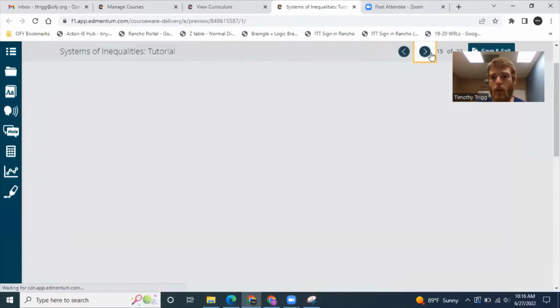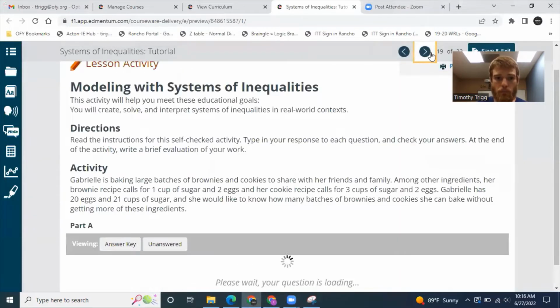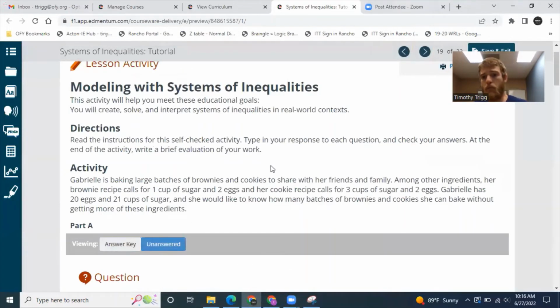There you go. Let's go ahead and move along in the tutorial. So let's move along to page 19 in the tutorial, and we're going to get started with this activity here.